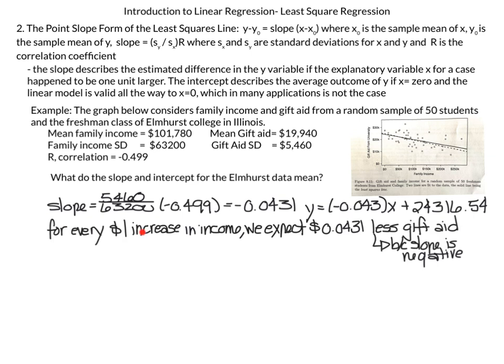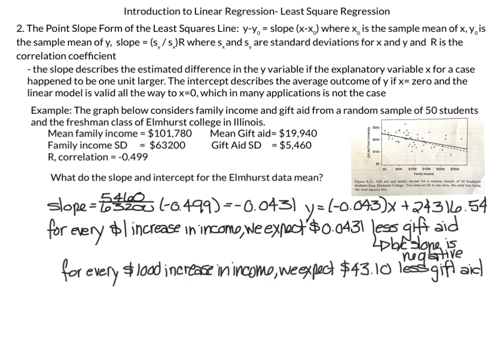And what that tells us, for every dollar increase in income, again, as we change x 1 unit larger, so every dollar increase in income, we expect $0.0431 less gift aid. And here we say we expect less gift aid because the slope is negative. If the slope had been positive, we would expect this amount more gift aid for every $1 increase. That means for a $1,000 increase in income, we multiply this by 1,000, we expect $43.10 less gift aid.